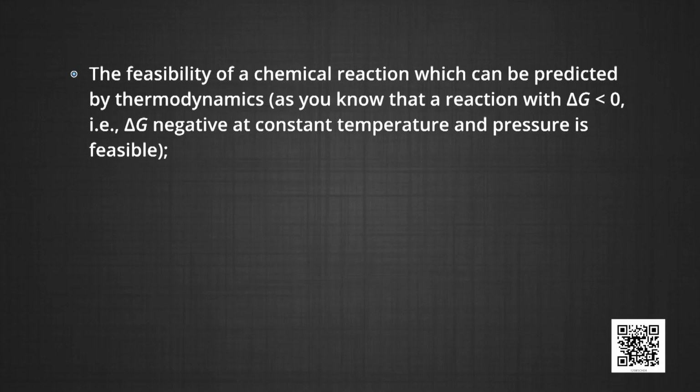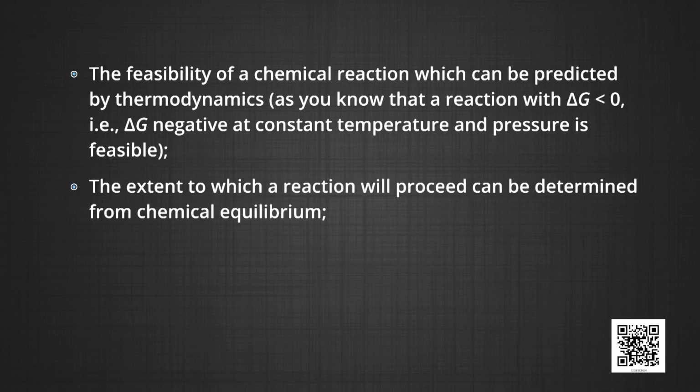Now, first of all, chemistry by its very nature is concerned with change. Substances with well-defined properties are converted by chemical reactions into other substances with different properties. For any chemical reaction, chemists try to find out the feasibility of a chemical reaction, which can be predicted by thermodynamics. As you know, a reaction with delta G less than 0, that is delta G negative, at constant temperature and pressure, is feasible.